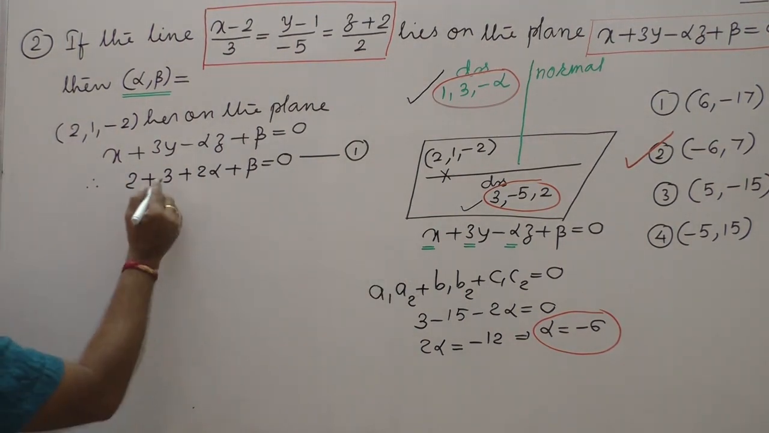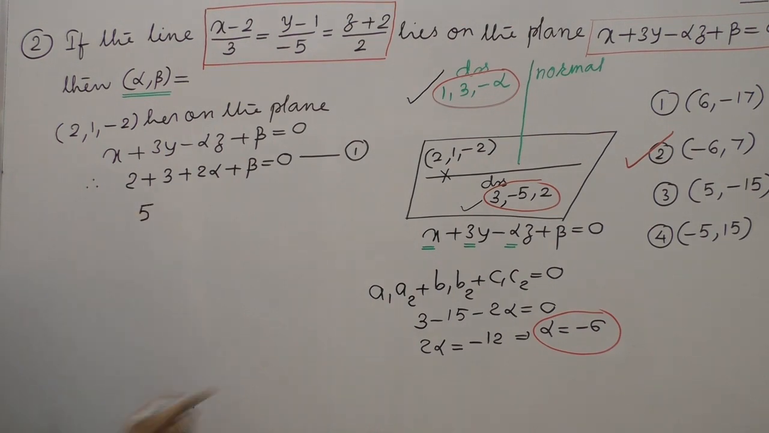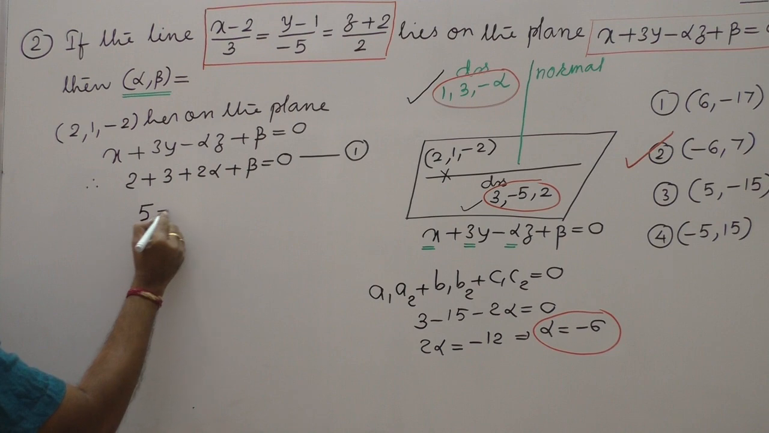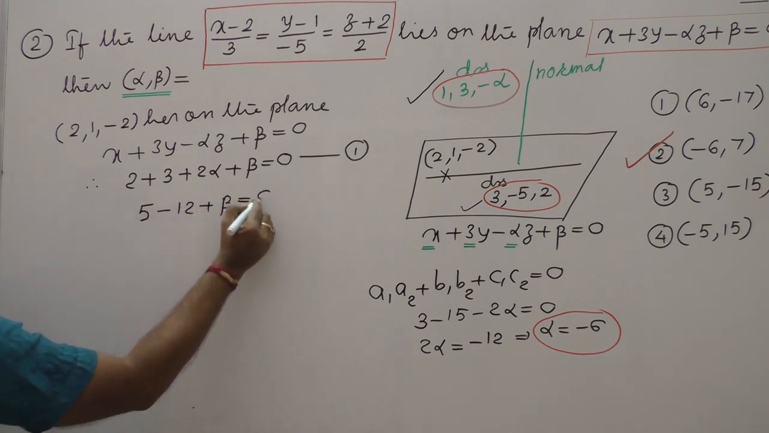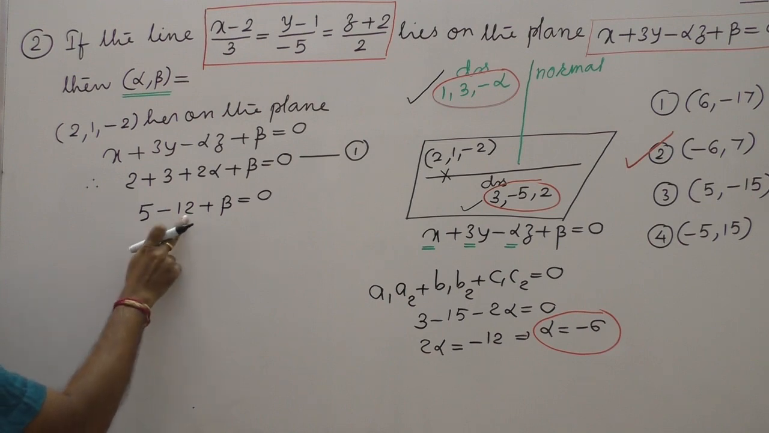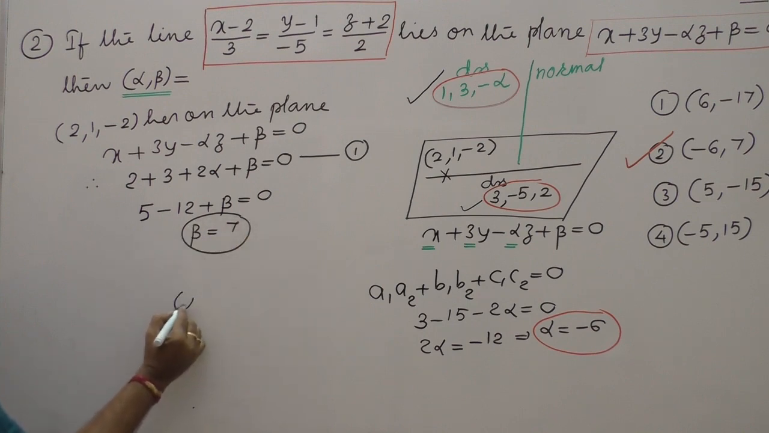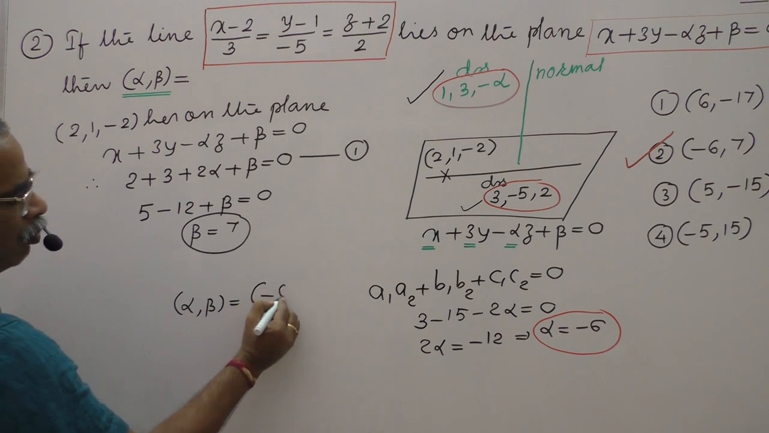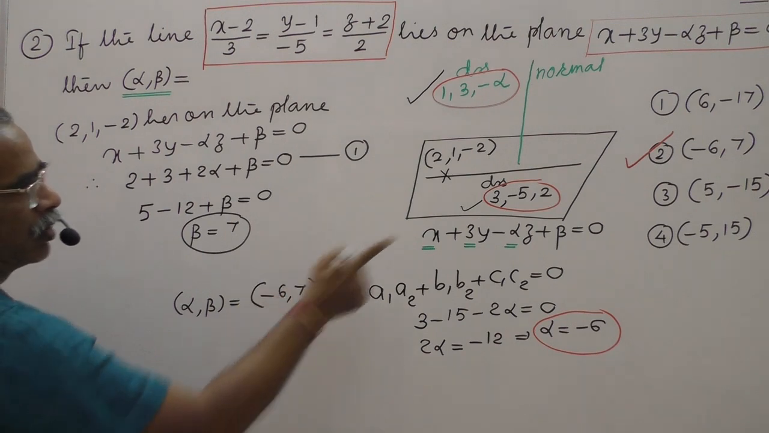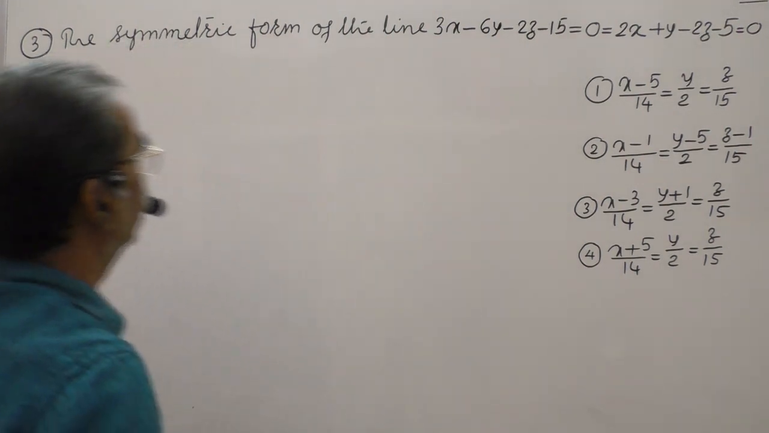But no problem, we will find it here. Alpha is minus 6. 2 plus 3 is 5, alpha is minus 6 so that is 12, plus beta equal to 0. 5 minus 12 is minus 7, so beta equal to 7. Therefore, the values of alpha comma beta are minus 6 comma 7. Second option. Next question, question number 3.